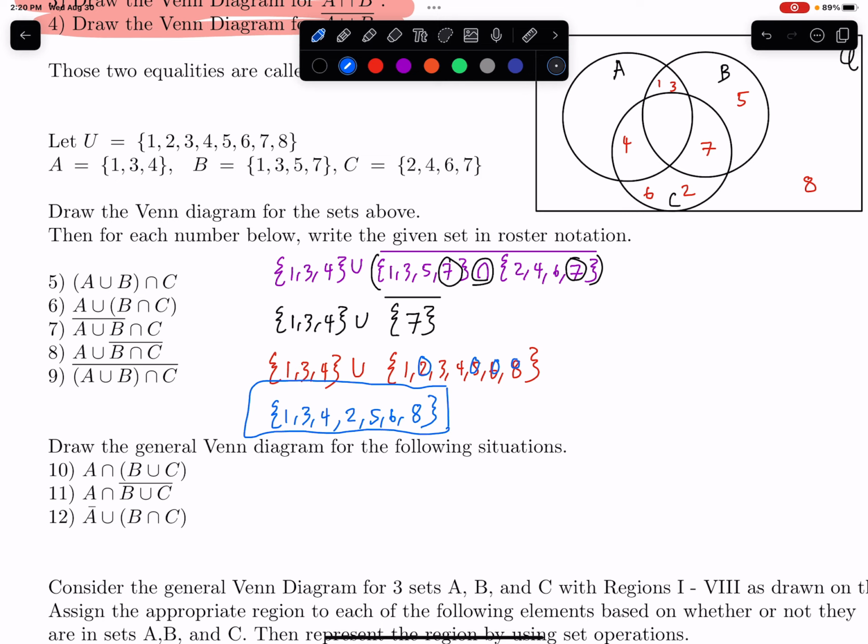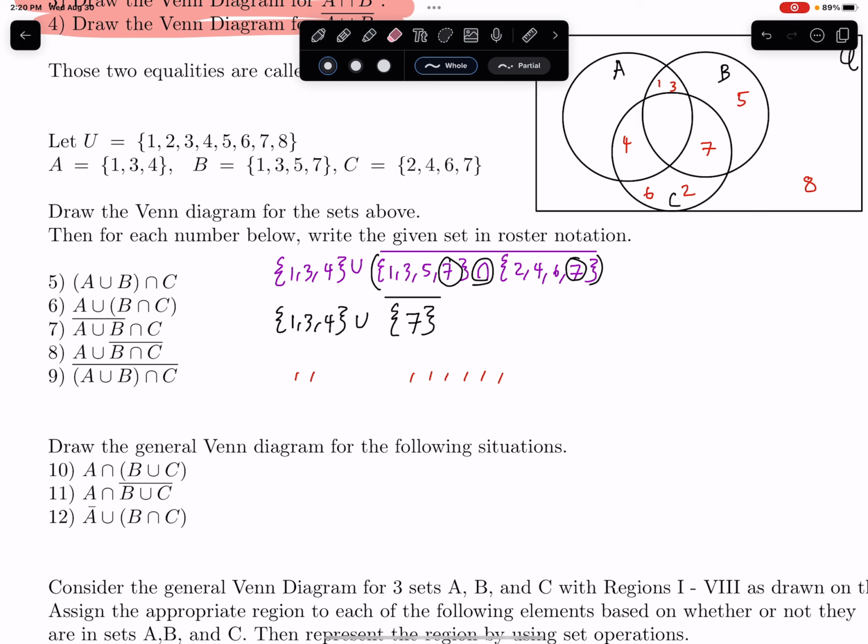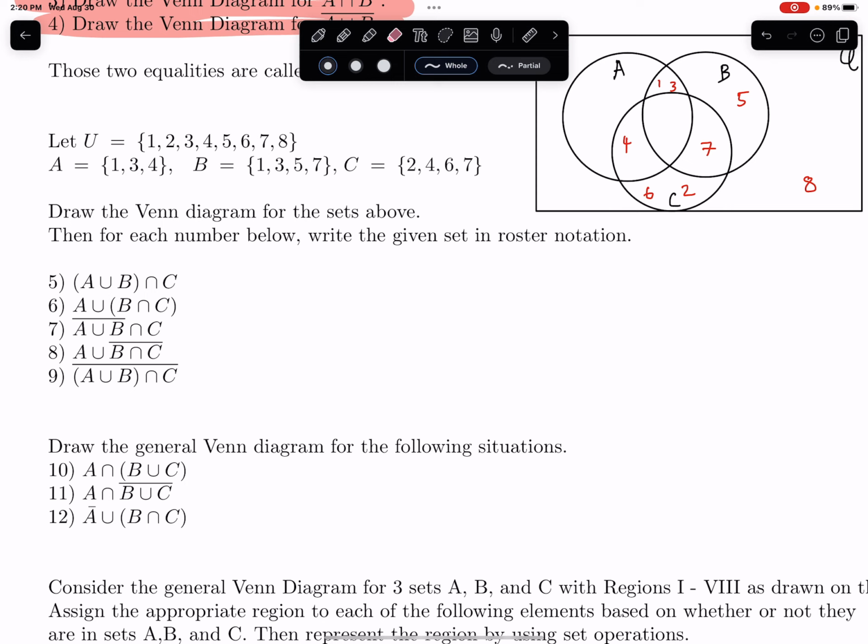If you wrote it as 1, 2, 3, 4, 5, 6, 8, that's also correct. So don't feel bad if you wrote it in numeric order. Actually, you probably should feel good because that's nice. Makes it easier for me to grade. Okay, number 9. Number 9, last one of this sort. Then we're taking another break to cut off this video.